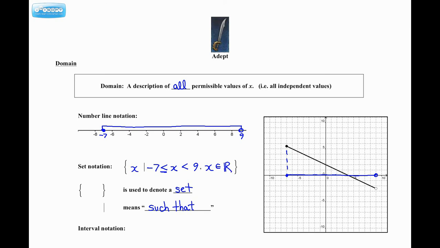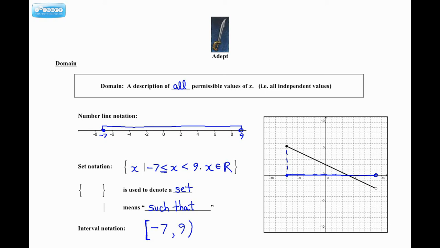All right, so the last notation is probably the simplest. It's interval notation. Okay, so basically all we look at are the endpoints, and we have two different kinds of brackets that we use, square and round. So our leftmost point was -7. Our rightmost point was 9. Now, 9 was not included, so we put a rounded bracket there. -7, however, is included, so we actually do a square bracket.